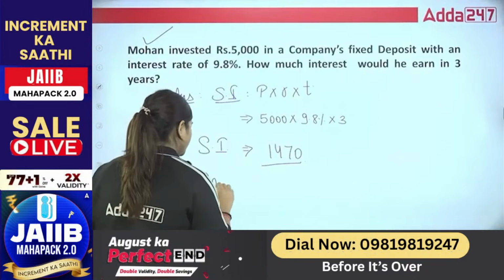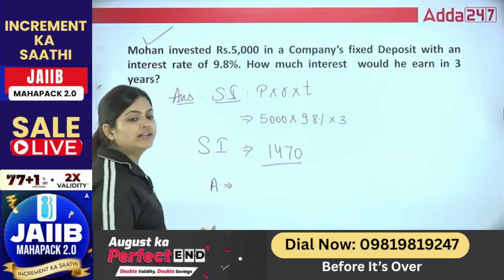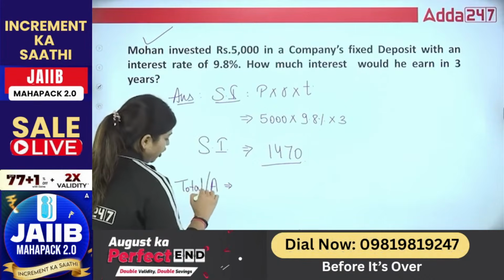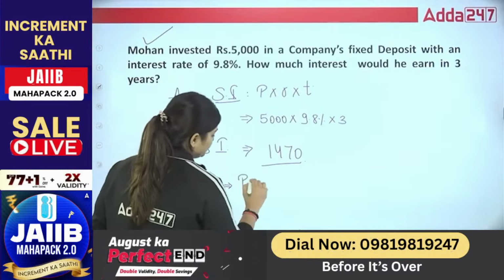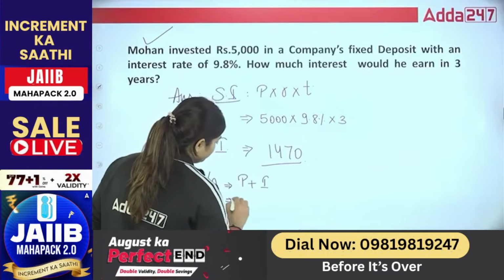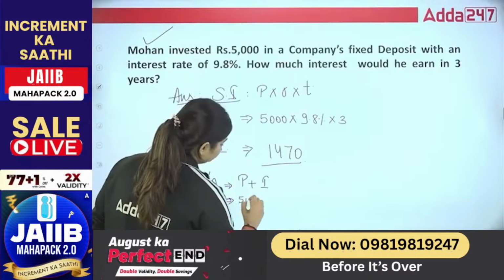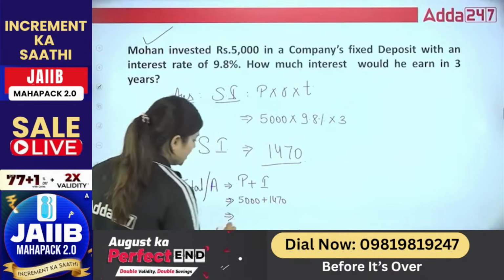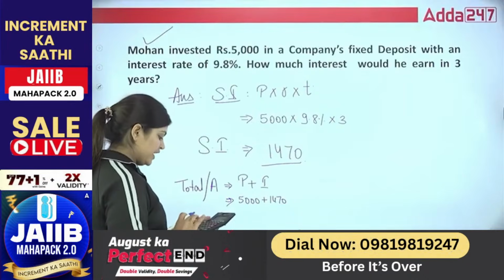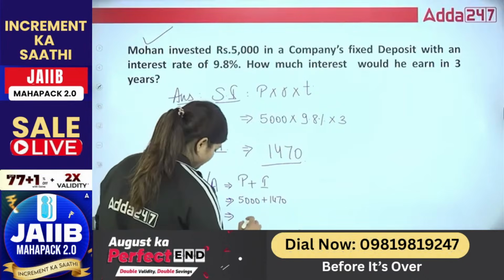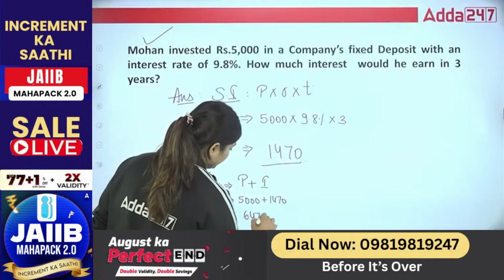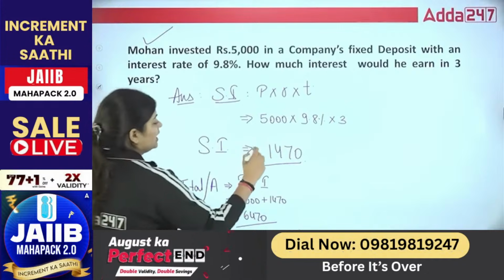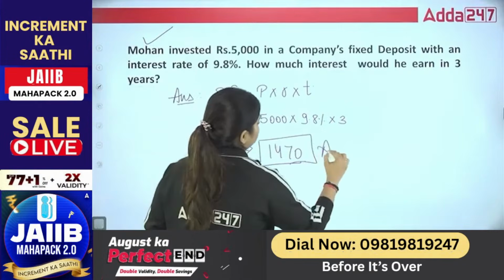If in the question they're asking you about the accumulated amount or total amount, then P plus I. P means 5,000, I means 1470. So what is your accumulated amount? 5,000 plus 1470, so this is your 6470. This is your accumulated answer and this is your interest answer.